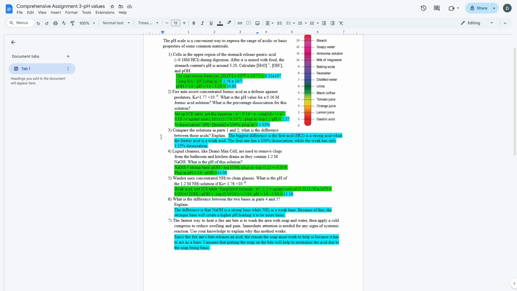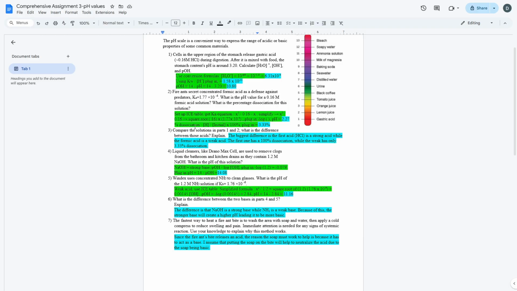For number 2, it's asking for the pH value of the formic acid and the percentage dissociation. To find the pH, since this is a weak acid, we're going to set up an ICE table. Setting up that ICE table, we eventually get the Ka equation where Ka equals x squared divided by 0.16 minus x, which we can simplify into x squared divided by 0.16.